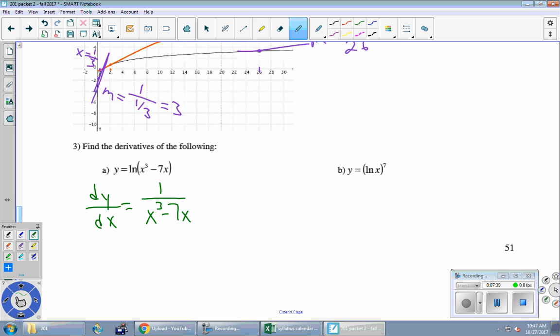I've seen some students make the mistake of putting 1 over ln of x cubed minus 7x. That's not it. The ln disappears entirely in this derivative rule. Times derivative of the stuff is 3x squared minus 7. Got to have parentheses. And again, that is not on the bottom. That's on the side, which really means it's on top.